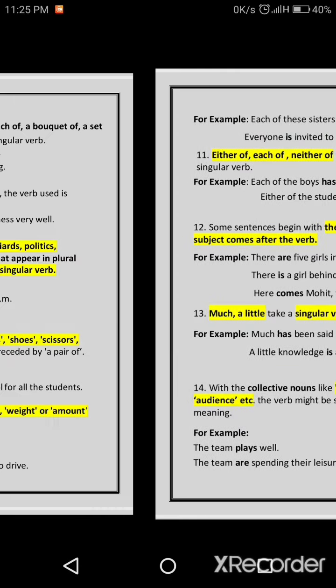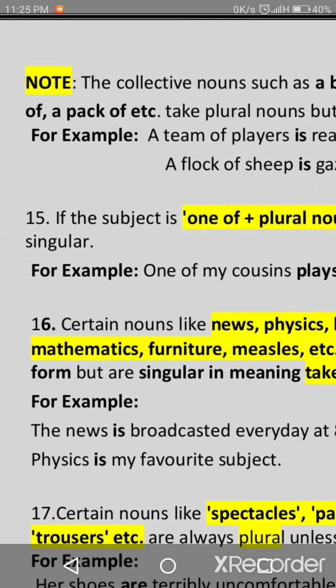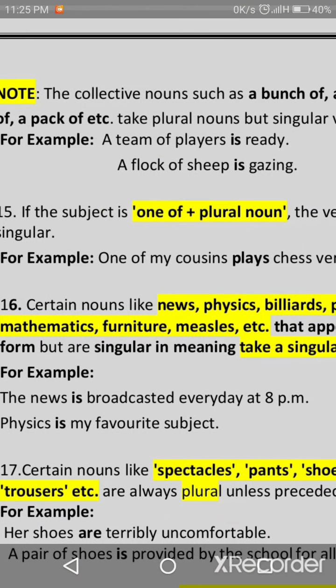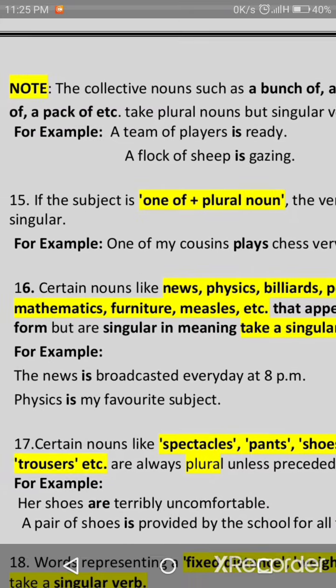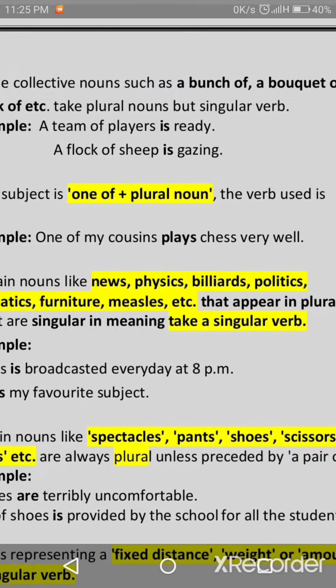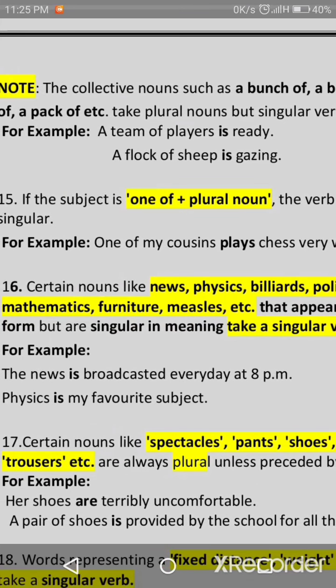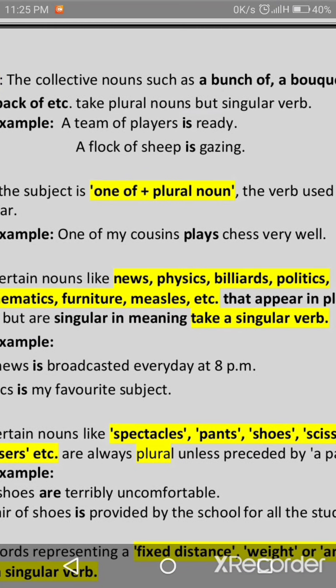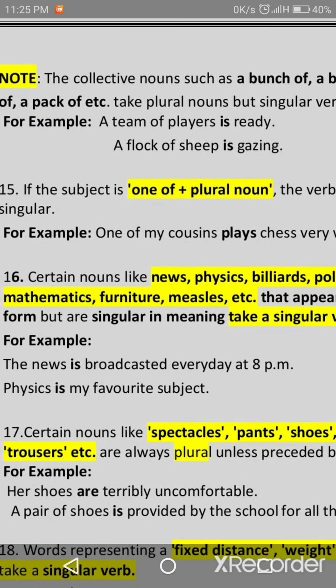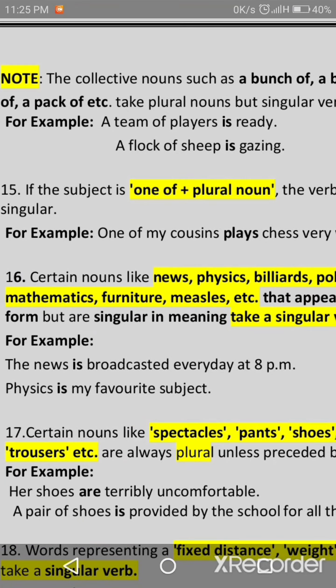Now moving ahead to rule number 15. But before that, let us see this note. Collective nouns such as a bunch of, a bouquet of, a set of, a pack of take plural nouns but a singular verb. For example, a team of players is ready. Here we are talking about a team, we are not talking about players. A flock of sheep is grazing.